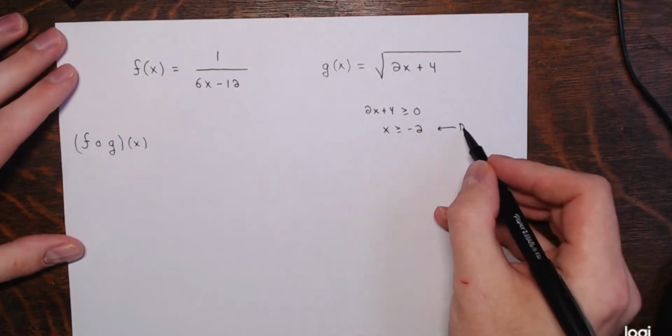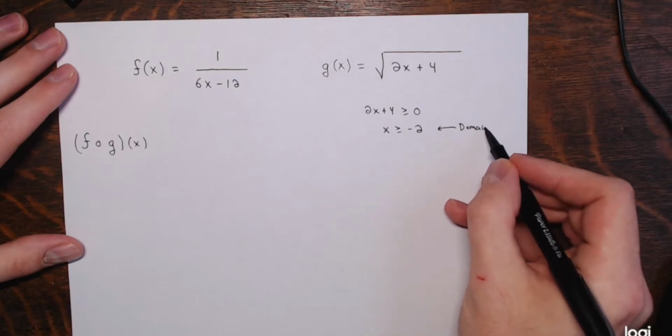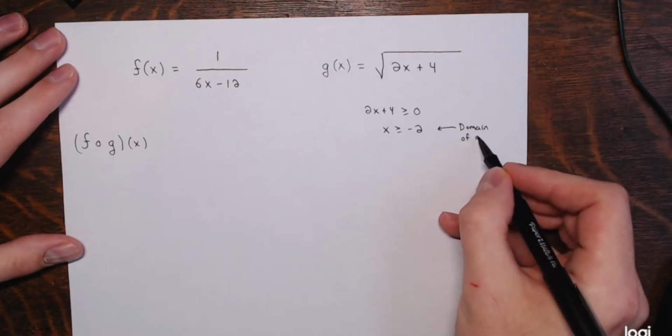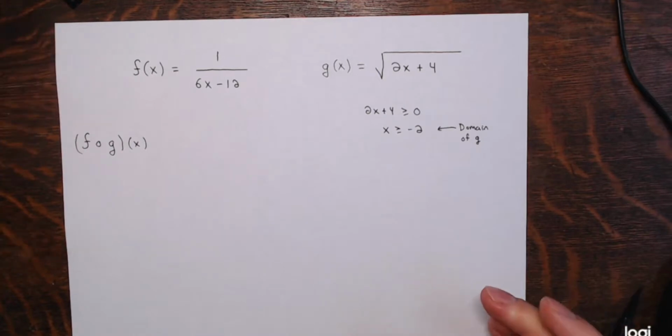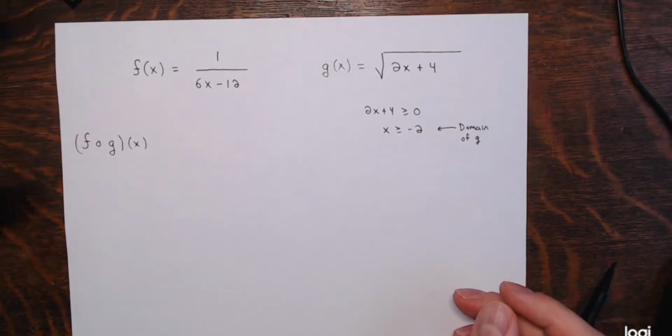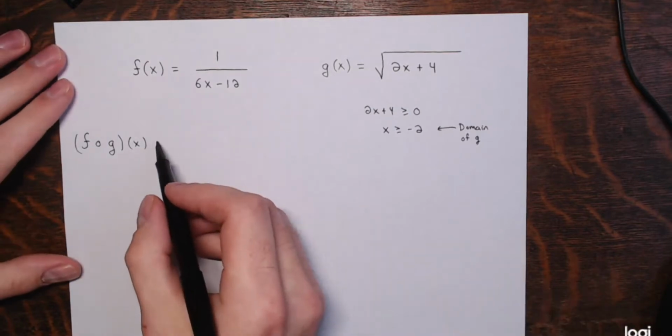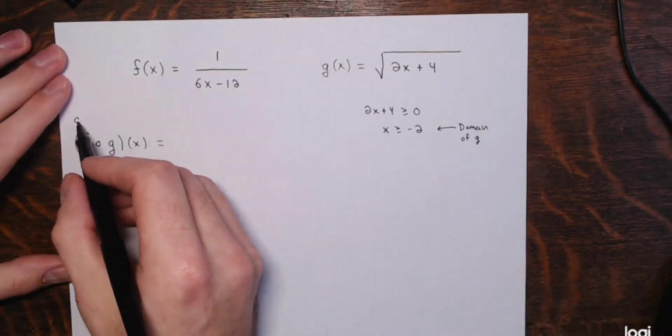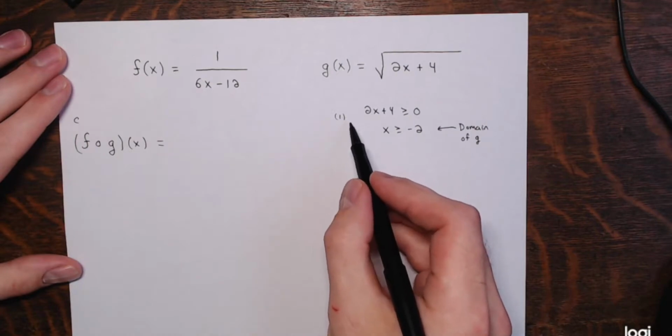It's all the values greater than or equal to negative 2. So right now, those are the values I can plug in. Negative 2, negative 1, 0, 1, 2, 3, anything greater than negative 2 or equal to negative 2. So now let's compose. That was step 1. Find the domain of the first function we plug into.